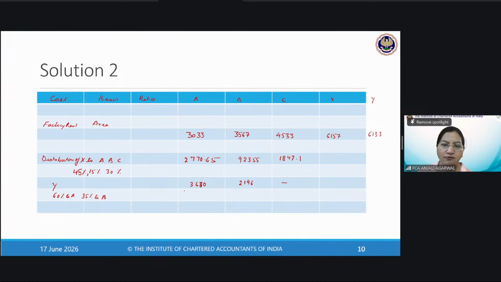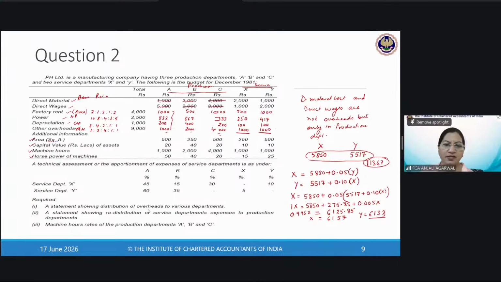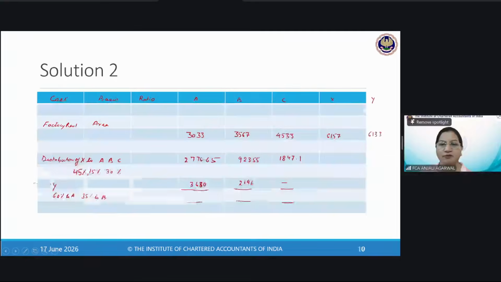Now you have the total of A, B, and C. Why was it important to calculate so far? Because there is one more part being asked in this question. It's asked, what is the machine hour rate for the production department of ABC? How many machine hours? 1,000, 2,000, and 4,000. So finally, we'll divide it by machine hours: 1,000, 4,000, and 2,000. And you'll get the machine hour rate for departments A, B, and C.